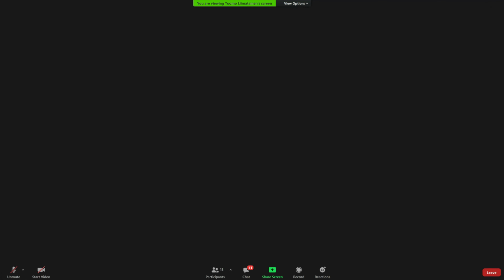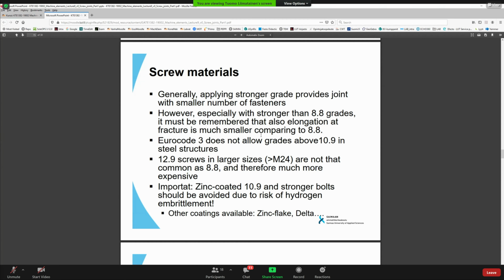Okay, so it's quite obvious that when you apply a stronger grade, you have the possibility to reduce the number of components. But when you use grades that are higher than 8.8, you must remember that the elongation at fracture is much smaller than for 8.8, and that is the reason that Eurocode 3, which is the code for steel structures in Europe, doesn't allow grades above 10.9 to be used in those structures.